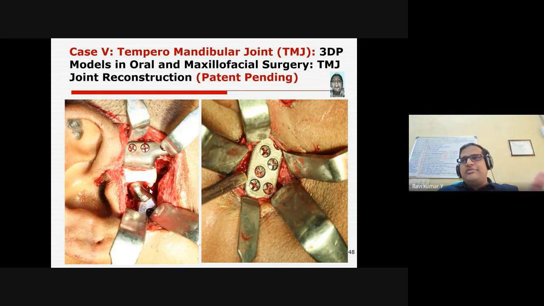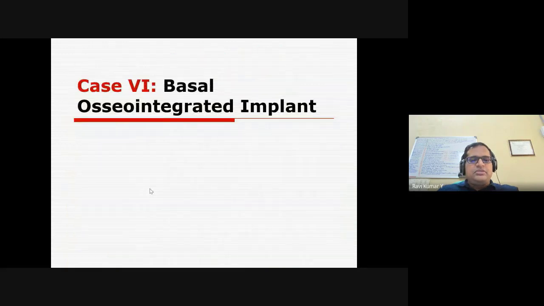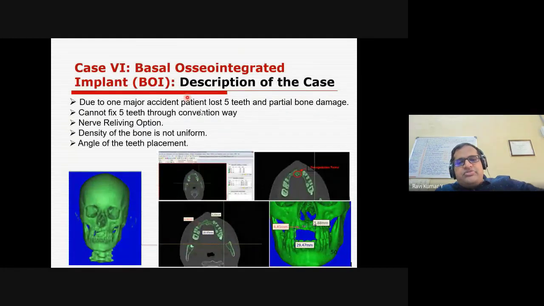Normally, these are the challenges surgeons face during their surgical treatments. And the last case for this presentation is a basal osseointegrated implant. So this is an accident case. Then who needs an implant?